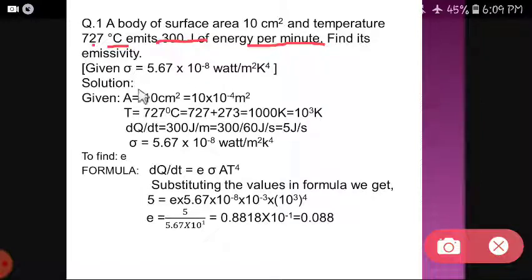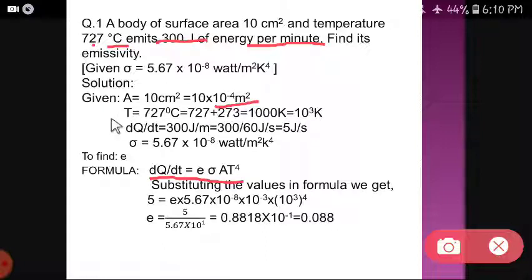So let's see. A, which is 10 centimeter square. A body is given whose surface area is given, and we are going to find out the emissivity of that body. All right, what is emissivity? E, which is emissivity, is given by the following formula. Okay, so let's try to find that. Area is given as 10 centimeter square. Yes, we have to convert it into meter square, so it should be multiplied by 10 to the power minus 4. So it is converted here.